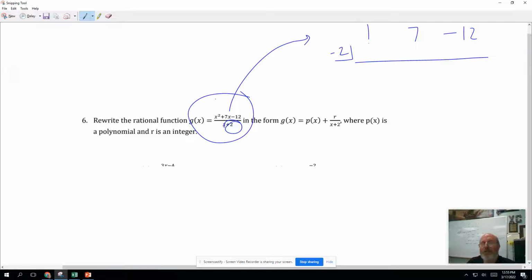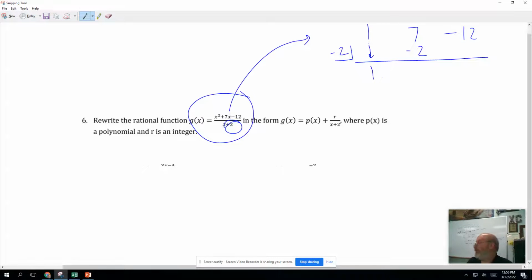These numbers up top came from the coefficients on the top. If you're missing one, like an x or something, you have to put a 0 in there for that, all right? This one has x plus 2 in the denominator. We're dividing x squared plus 7x minus 12 by x plus 2. That's what we're doing. We're dividing, all right? We're going to bring down the first term. Put a 1 there. We're going to take that 1 and multiply by what's in that box, and we're going to put the answer there.